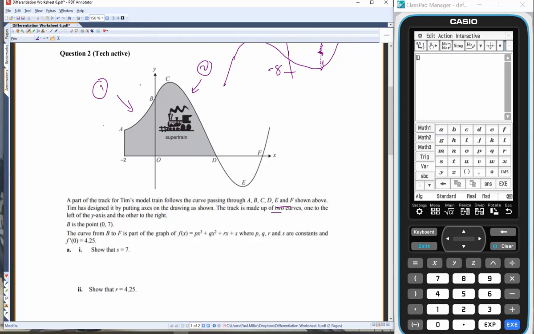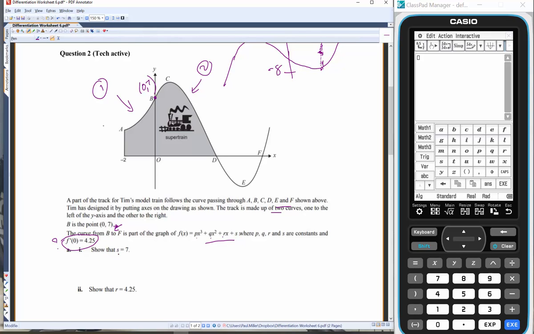B is the point (0, 7). And curve B to F is part of the graph of a cubic function, P, Q, R, and S, and the gradient at 0, so the gradient at this point here, is 4.25. Okay, don't know why they're telling us that. This one is pretty clear straight away.